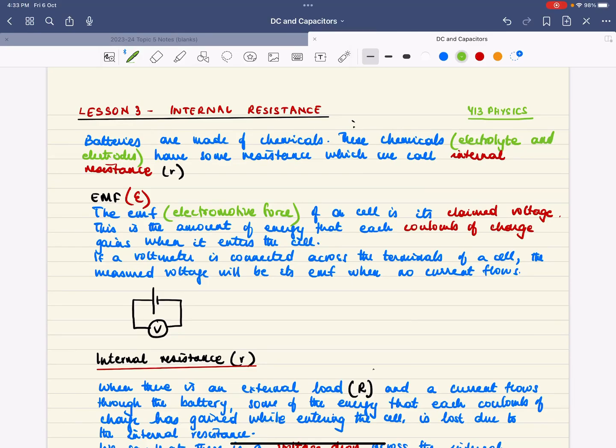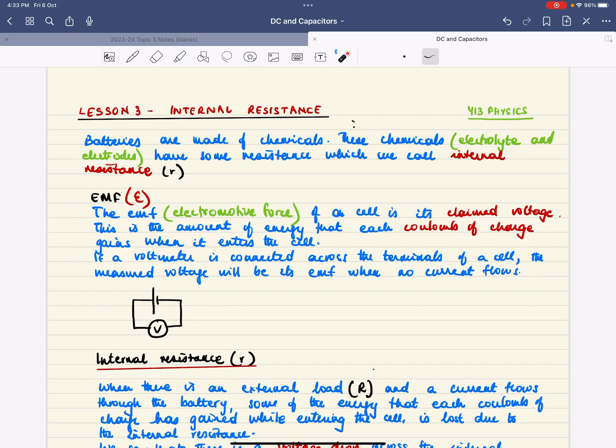Lesson 3 for Year 13 physics. It's on internal resistance. Now, batteries are made up of chemicals, the electrolyte and the electrodes, and these have some resistance, which we call internal resistance, and the symbol is a little r.